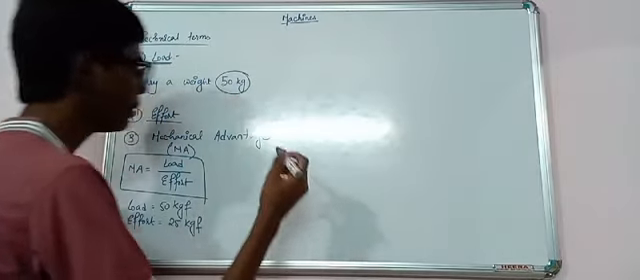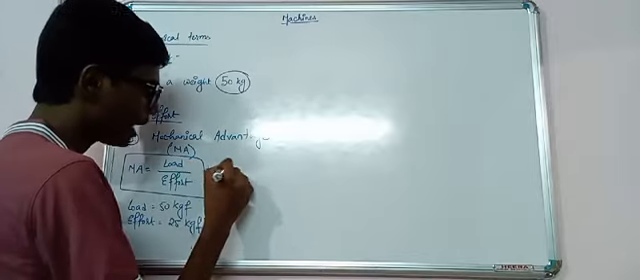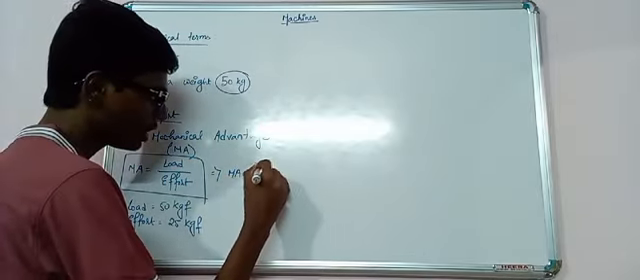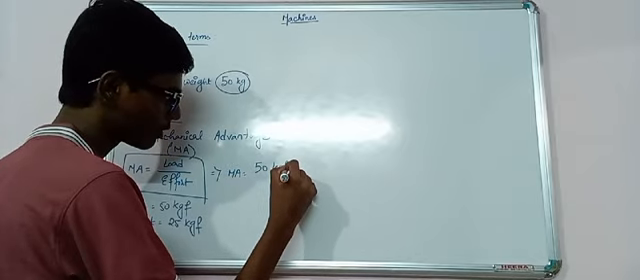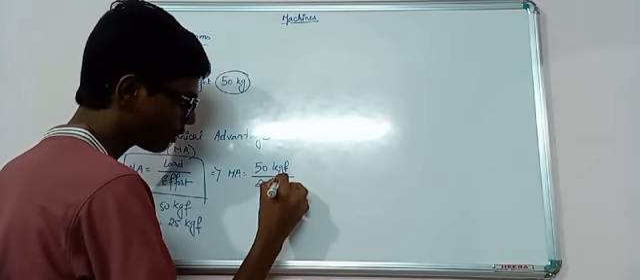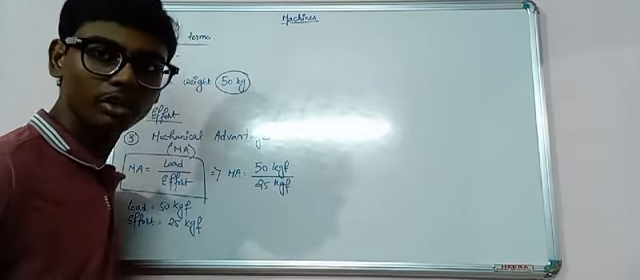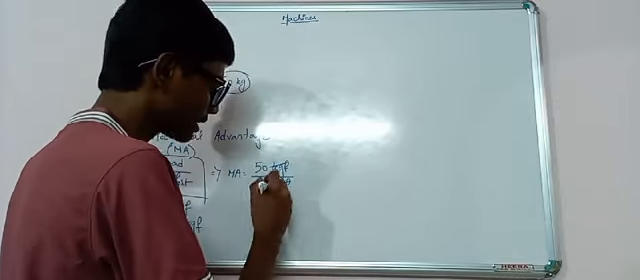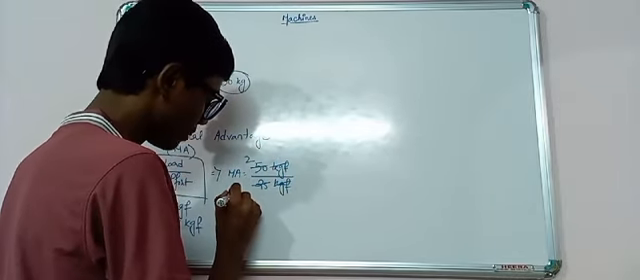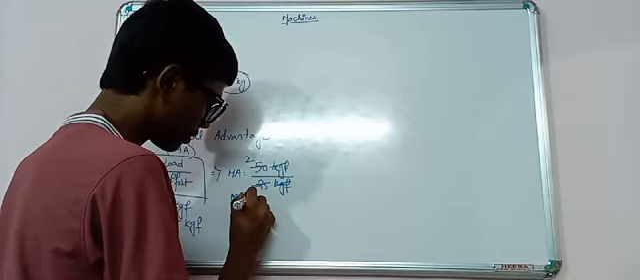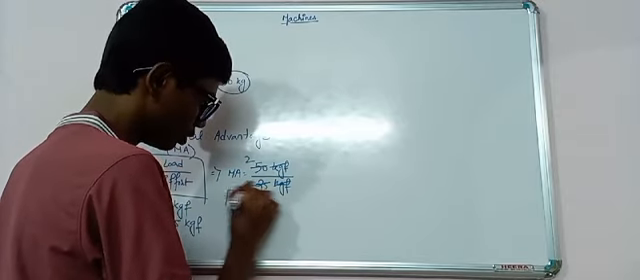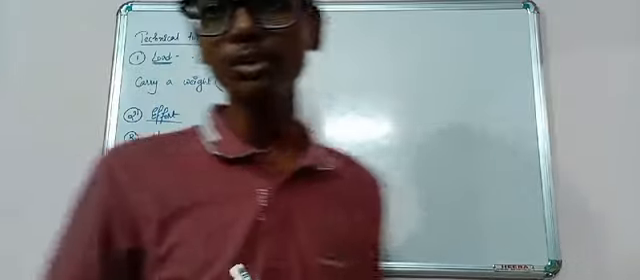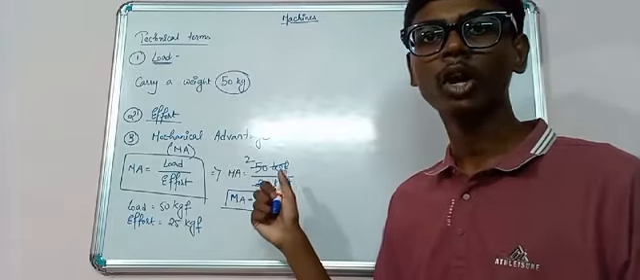Then only you will be able to use this formula and apply MA is equal to load by effort, so it's 50 kgf by 25 kgf. kgf gets cancelled, 25 twos are 50, so MA, that is mechanical advantage, is equal to 2. And we know in a ratio, we do not have any unit. Why? Because the units have got cancelled.